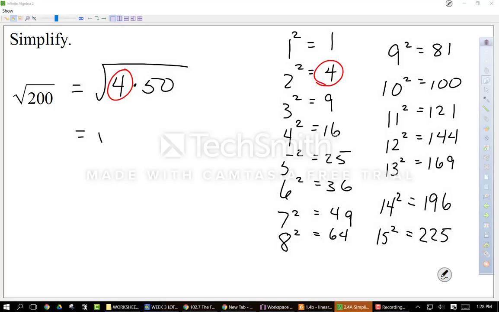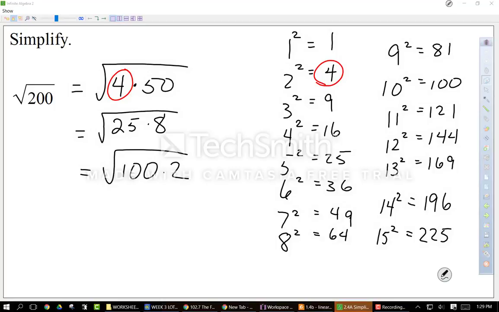So I'm going to look. 9 doesn't go into 200. 16 doesn't go into 200. 25 does go into 200, so 25 times 8. 36 doesn't go into it. 49 doesn't. 64 doesn't. 81 doesn't. And 100 does. So the only perfect squares that go into 200 are 4, 25, and 100. Well, what is the biggest perfect square that goes into 200? That's 100.